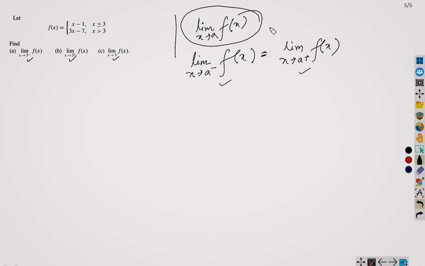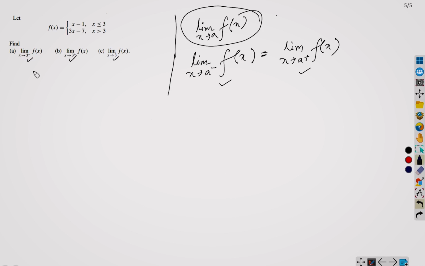Only then does the question of existence of a limit come up. Let's say this exists and this exists, but the values are not equal, then we will say that this limit does not exist. Let's say this exists and this does not exist, the answer will be the same. So let's now solve this.